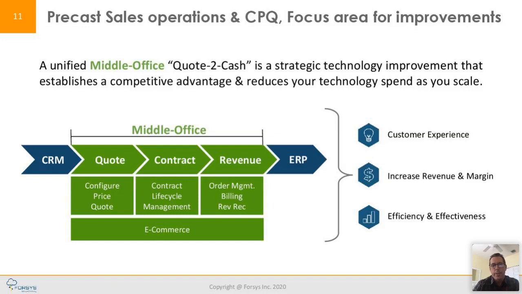The middle office is really comprised of three major elements: quoting, contracting, and then what we refer to as revenue management. Under quoting, CPQ, configure price quote. Under contract, contract lifecycle management, also referred to as CLM. And then under the revenue pillar, that's really comprised of order management, billing, and rev rec.